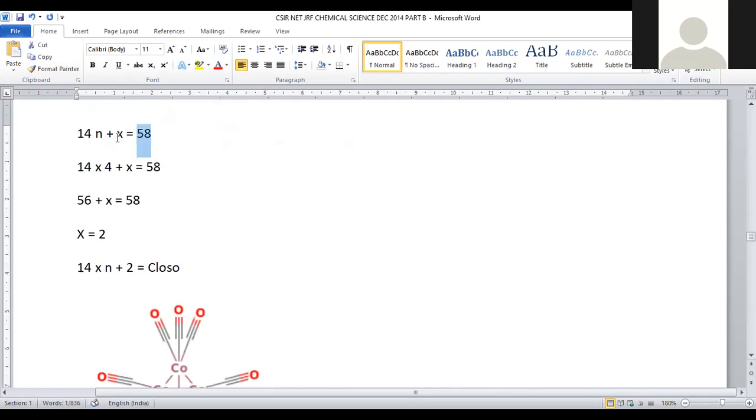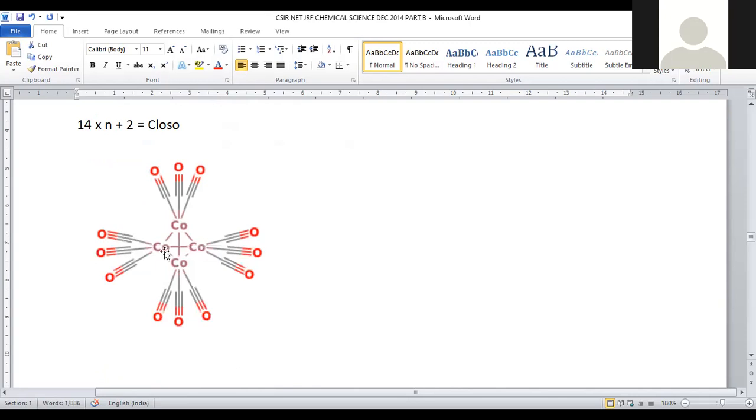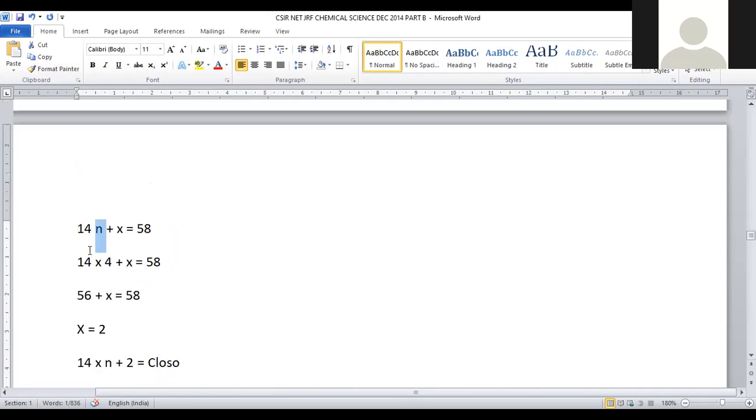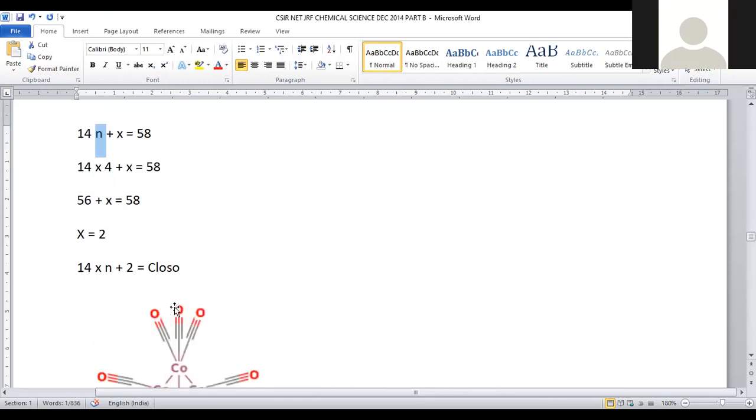So, being it is 58, we have to employ this 14n plus x because we don't know the x value. If you know the x value, you can easily determine the cluster structure. 14n denotes what? How many metal atoms are there? 4 metal atoms are there within the cluster. So 14 into 4 plus x is equal to 58. 14 into 4, it will be 56 plus x is equal to 58. The difference, 58 minus 56, will be 2.